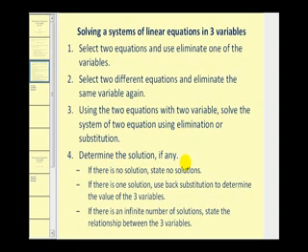If there's no solution, we'll state no solutions. If there is one solution, we'll use back substitution to determine the value of the three variables. And if there's an infinite number of solutions, we'll state the relationship between the three variables. Let's go ahead and take a look at an example.